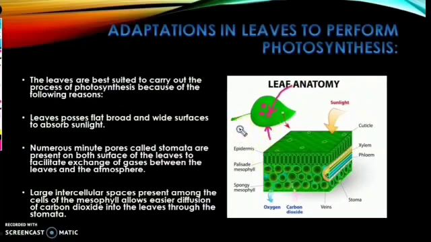The stomata allow inward movement of carbon dioxide through them and outward movement of oxygen gas produced during the process of photosynthesis. So they help in providing the raw material carbon dioxide to the leaf, and at the same time they help the leaf in getting rid of the byproduct oxygen produced during photosynthesis.